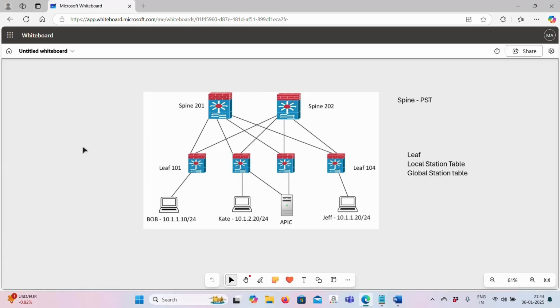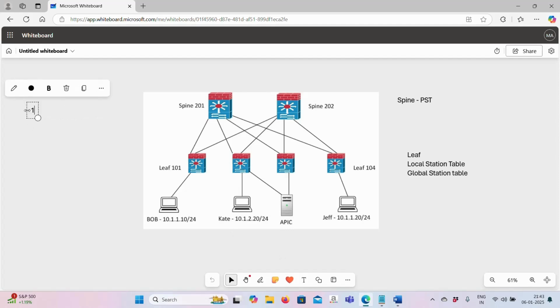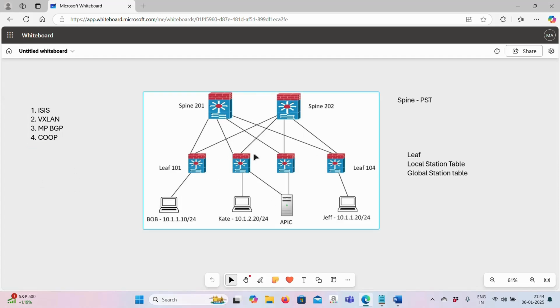So basically, guys, up to this point, we discussed four protocols. First is your ISIS protocol, second is VXLAN, third is MP-BGP, and the fourth one is your COOP protocol. So let's understand how these four protocols work together, guys. Let's use the same example: we have two spine switches and multiple leaf switches, and we have two endpoints, user Bob and user Jeff, and Bob wants to communicate with Jeff.